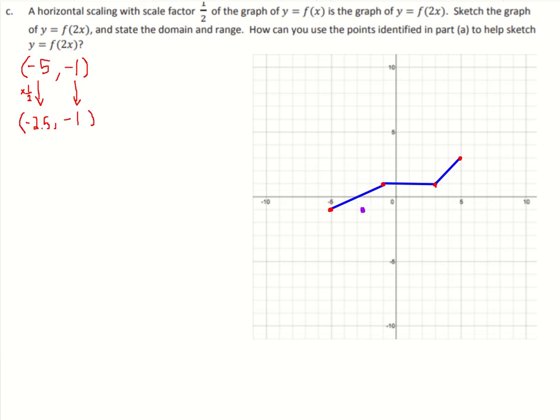For our second point, it starts as -1, +1. So again, I'm going to keep my y value this time, because it's a horizontal scaling, so I only have to change my x coordinate. And my x coordinate, I'm going to once again multiply by my scale factor, times 1/2, which gives me negative 0.5. So let's plot that point: negative 0.5, 1.